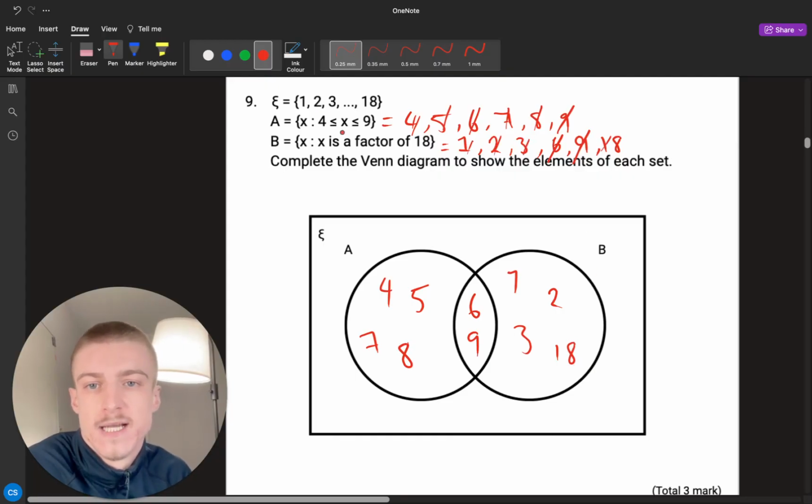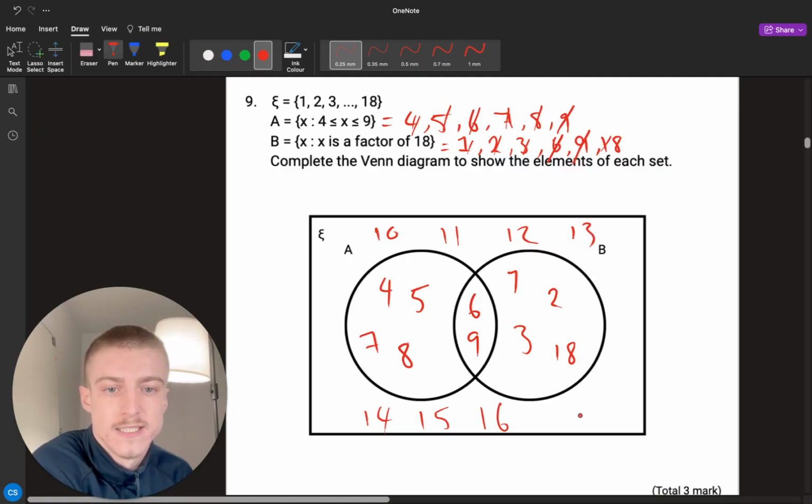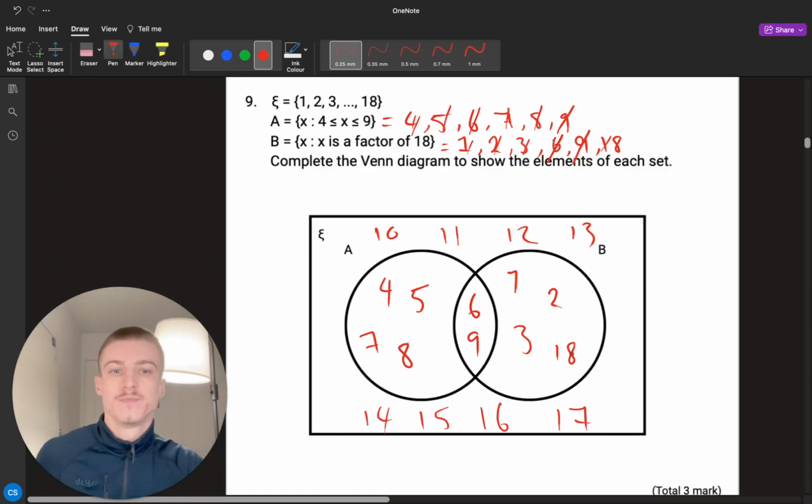Now the universal set is the numbers 1 to 18, so every number that isn't included already is going to go outside in the box. So we've got 1, 2, 3, 4, 5, 6, 7, 8, 9. We haven't got 10, so 10, 11, 12, 13, 14, 15, 16, and 17. There's 18 numbers here. 1, 2, 3, 4, 5, 6, 7, 8, 9, 10, 11, 12, 13, 14, 15, 16, 17. Yep, 18 numbers. There we go.